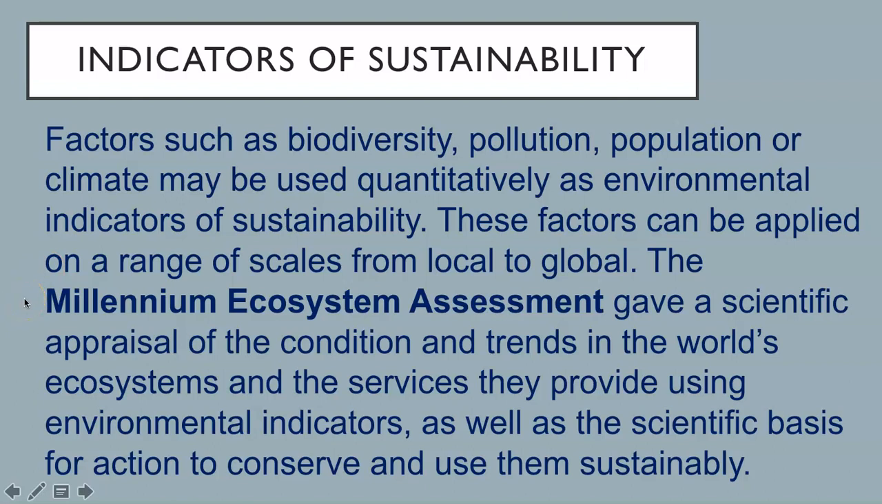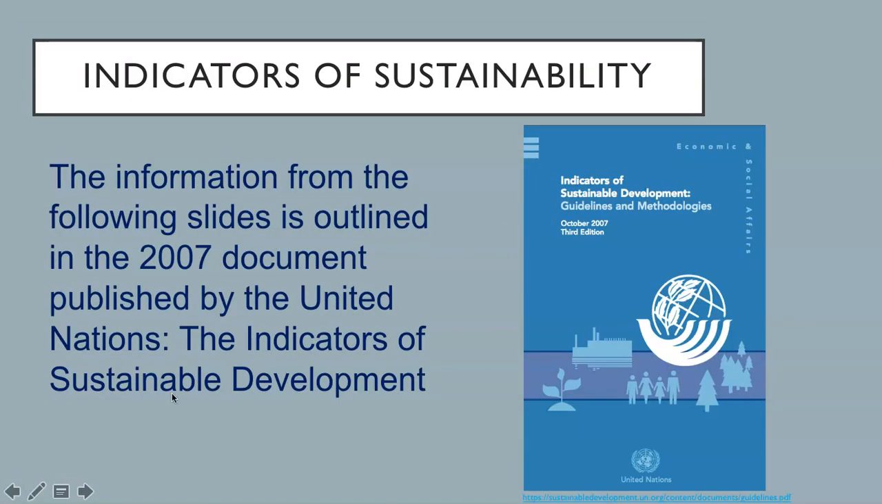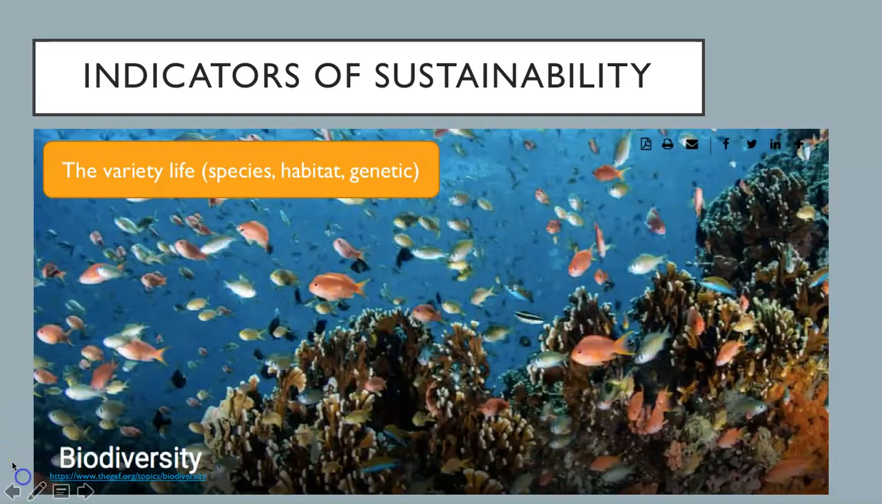The Millennium Ecosystem Assessment gave a scientific appraisal of the condition and trends in the world's ecosystems and the services they provide using environmental indicators, as well as the scientific basis for action to conserve and use them sustainably. I will now give some specific examples of sustainability indicators. The information from the following slides is outlined in the 2007 document published by the United Nations, the Indicators of Sustainable Development. One indicator of sustainability is the variety of life that exists in an ecosystem.